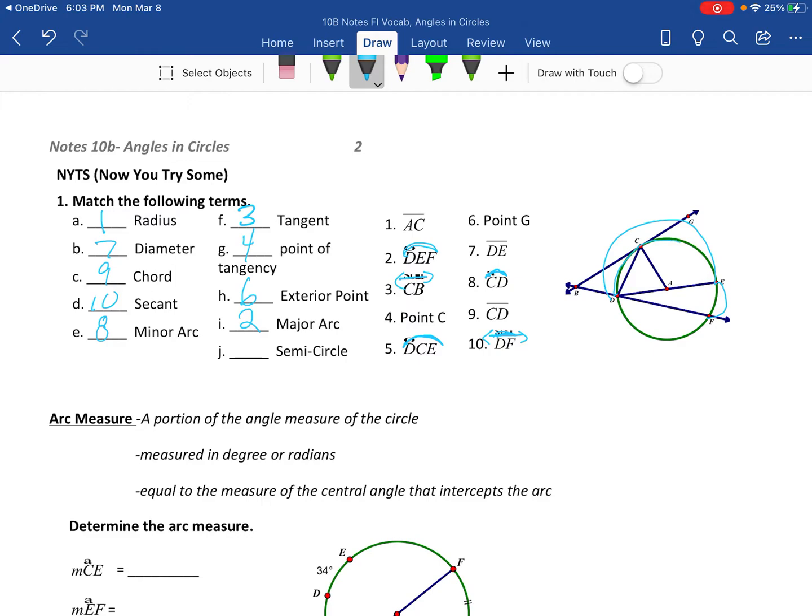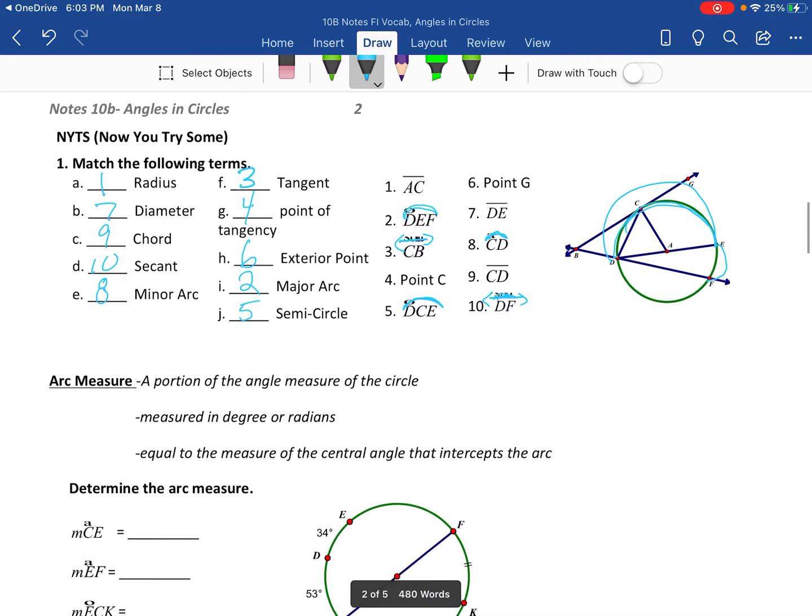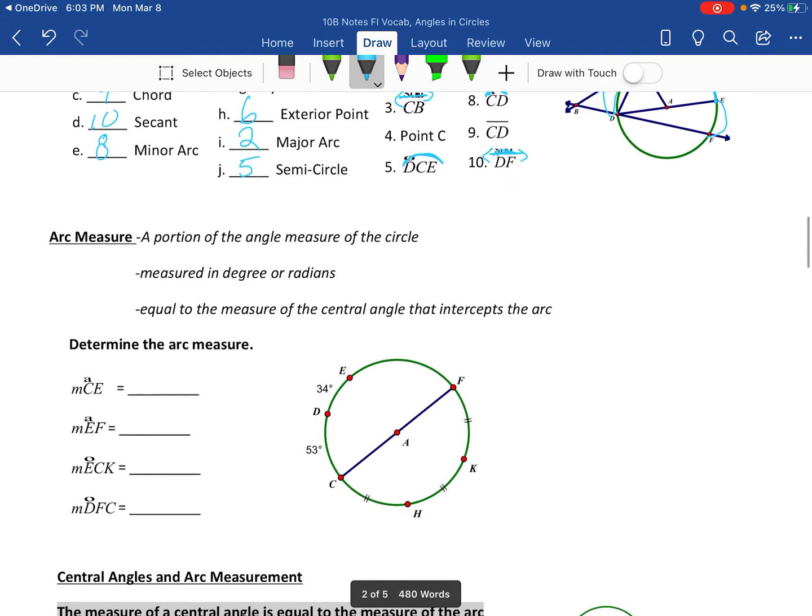And a semicircle would be from D to C to E, and if I connect it in that order, that's going to be my semicircle, which is 5. So we're going to talk about arc measure, and then we're going to talk about arc length after break.